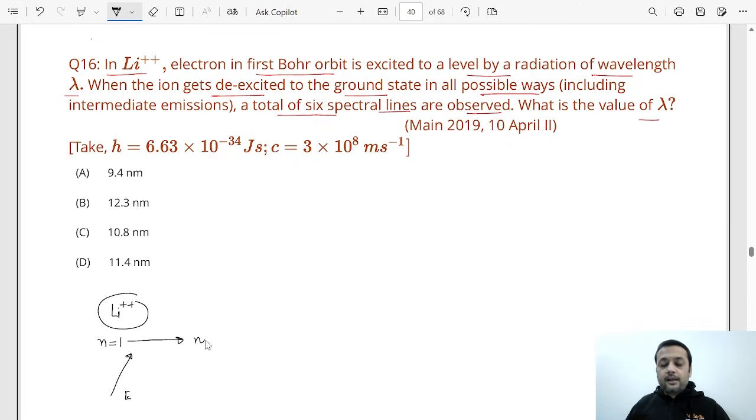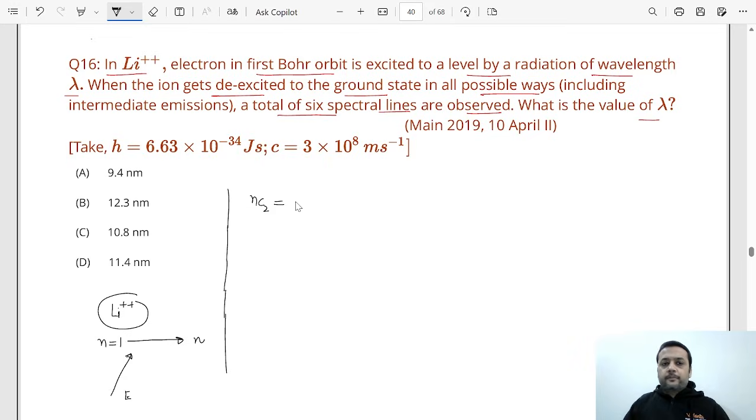Now after excitation has happened, it will de-excite and go back to the ground state. When it goes back to the ground state, it can go via various possible paths, as I said in the last question as well. So when the atom de-excites and the electron falls back, the number of distinct spectral lines observed is given by nC2. You might be knowing this. For a group of atoms, the number of spectral lines we will get will be nC2.